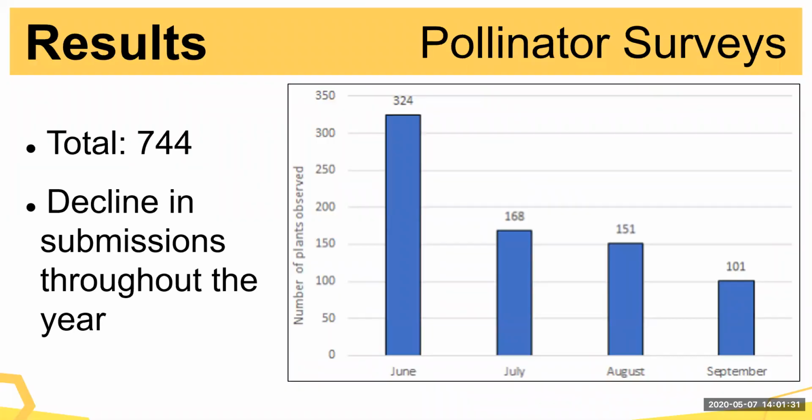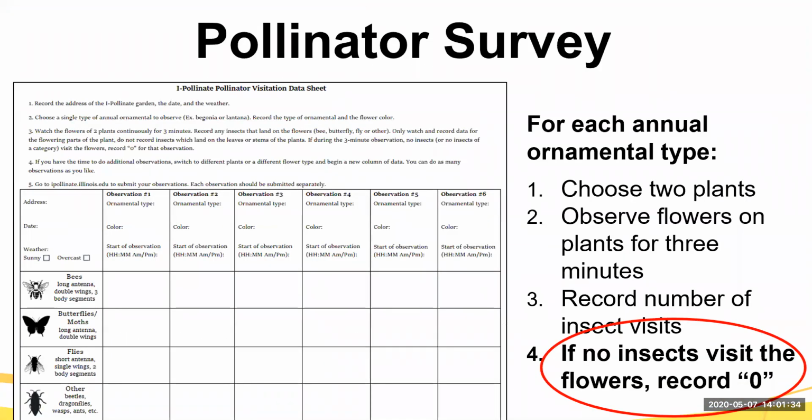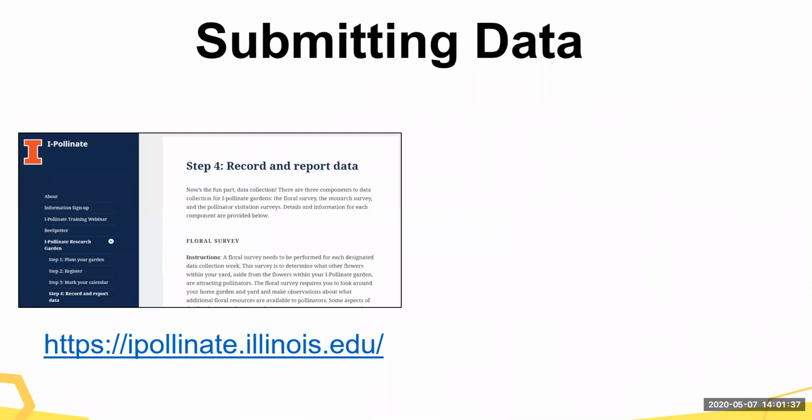Absolutely. So I'm just going to zoom back here. Sorry for any motion sickness that this imparts. So here I've got the I-Pollinate website. This is what it looks like. Again, here's the link if you need it. On the left-hand side in the blue, you can see where it says information sign up. If you need more information, go ahead and input your contact information there. However, I want to direct you to the I-Pollinate Research Garden heading. The drop-down list under there, step number 2, is where you're going to register your garden.